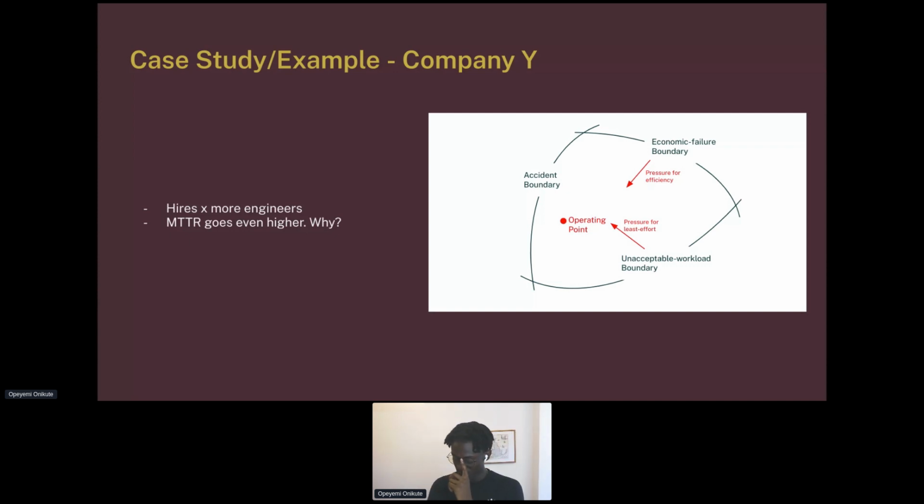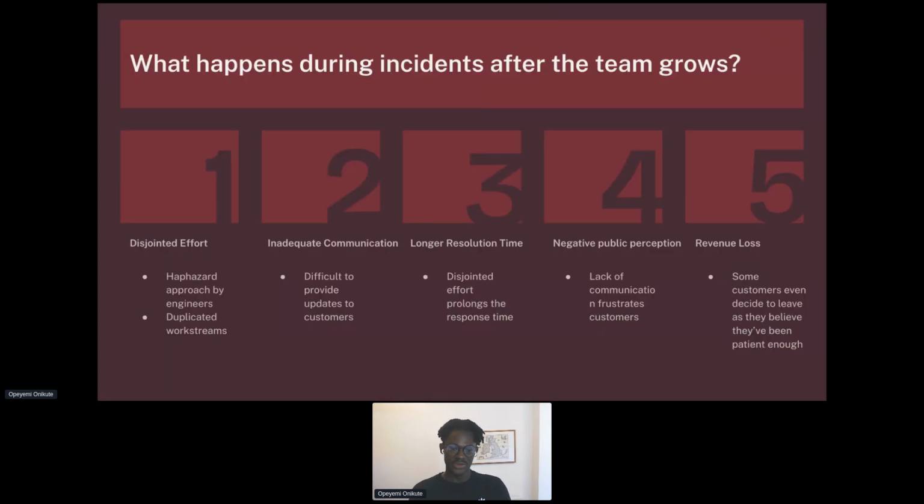I've seen this happen where the mean time to resolve goes even higher when you hire more engineers, for various reasons, which I've tried to articulate here.